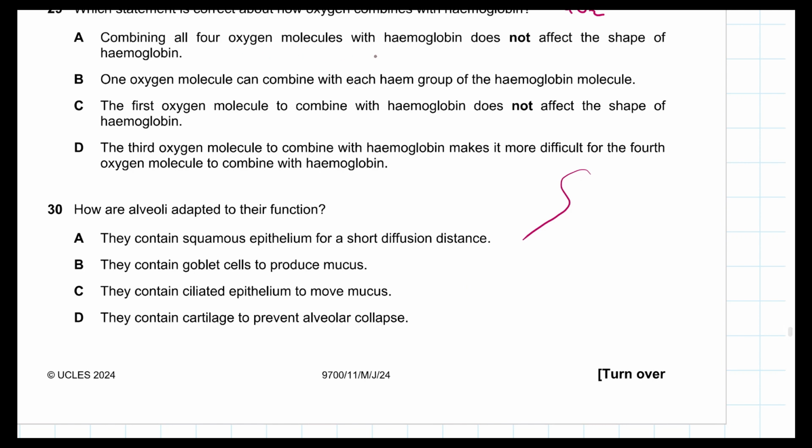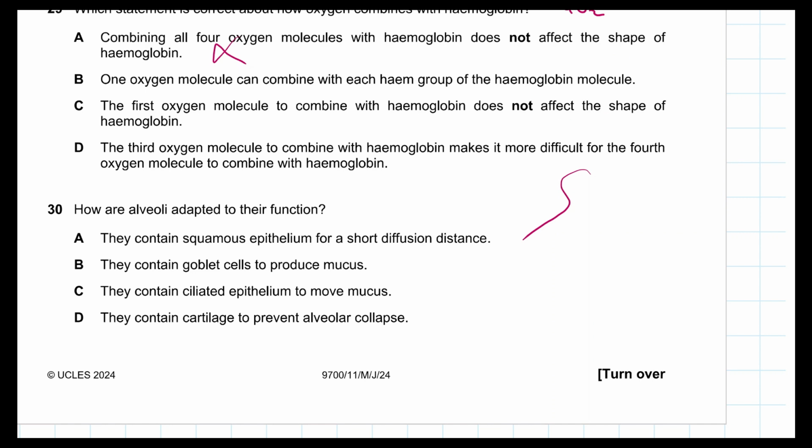Combining all 4 oxygen molecules with hemoglobin does not affect the shape of hemoglobin. Now, this is totally incorrect, because something happens called an allosteric effect. So therefore this means it does actually end up affecting the shape of hemoglobin and changing the overall structure. Therefore this is totally incorrect.